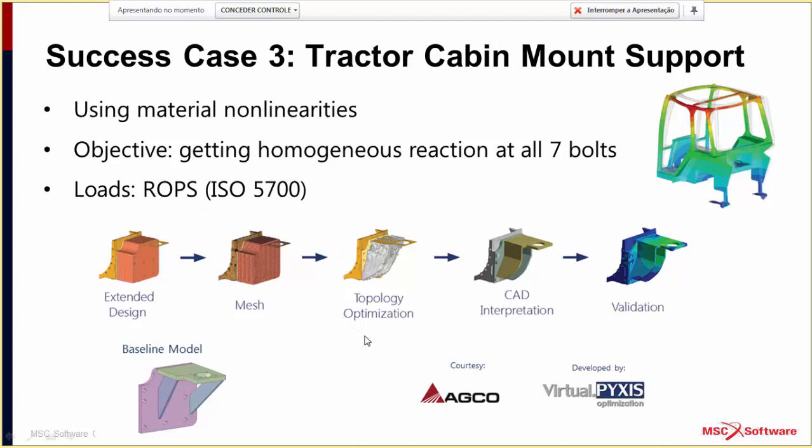So this support is assembled here in the cabin, and in the tractor powertrain. The original model of this one was this model, and we performed the extended design, the mesh generation, ran a topology optimization, and CAD interpretation and final validation. So you can see how different this new design is, but the objective was not to get a mass reduction. So you can use topology optimization for other kinds of purposes, not just to have a lightweight design.